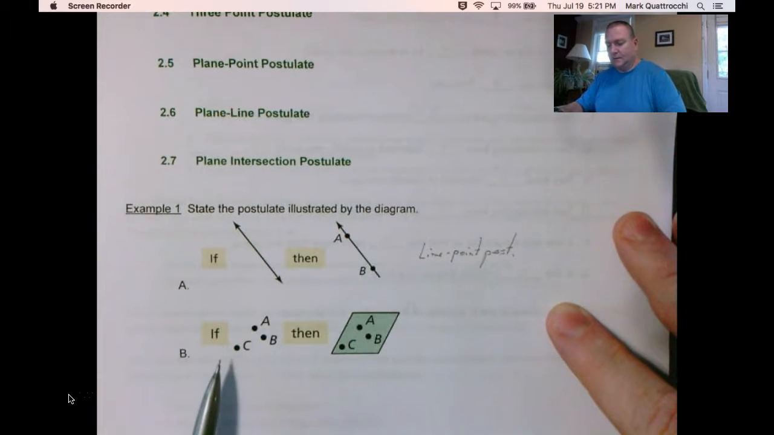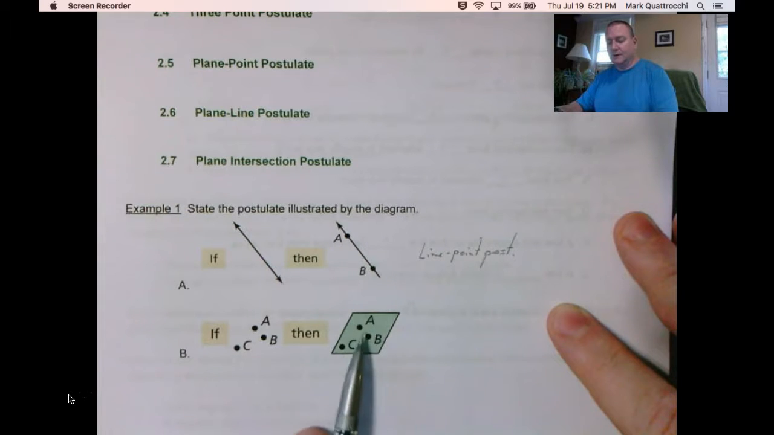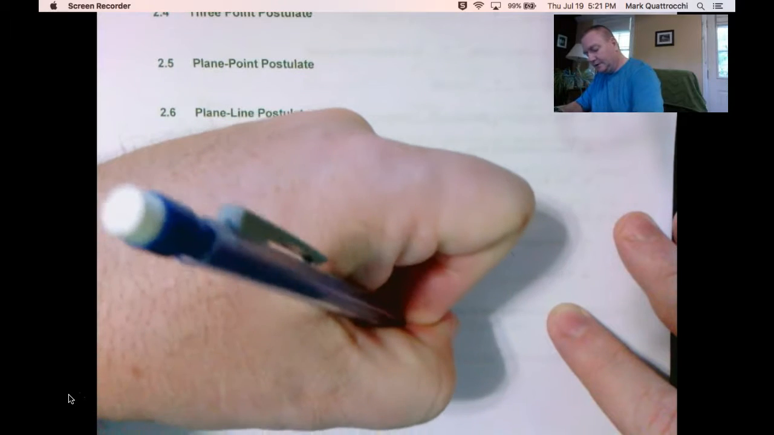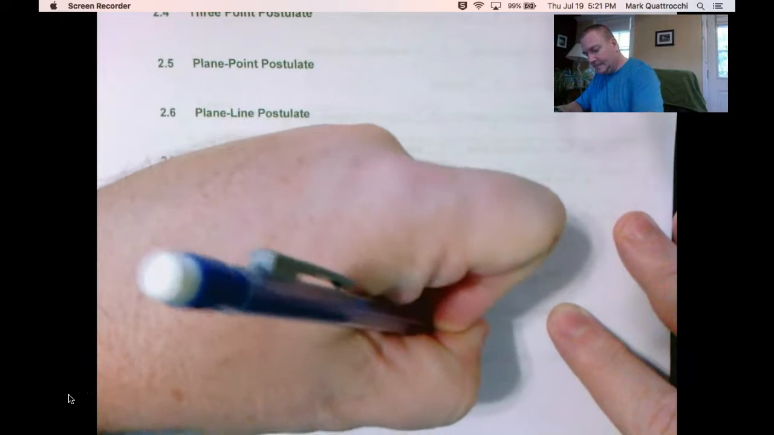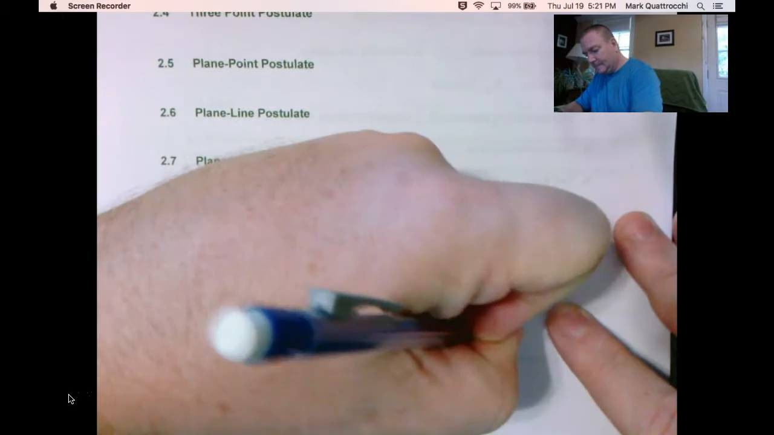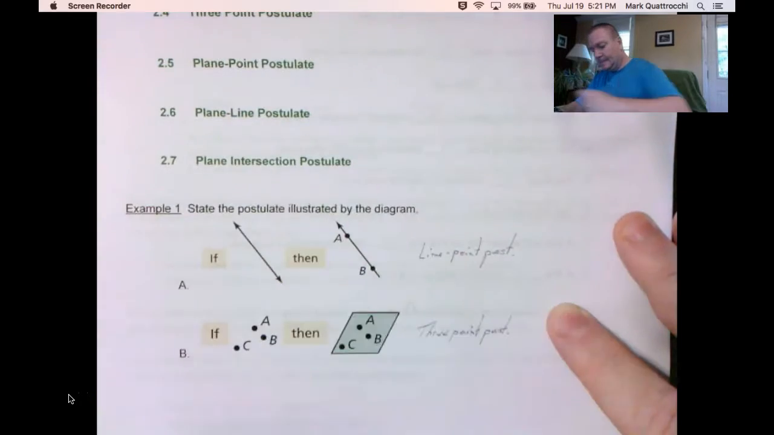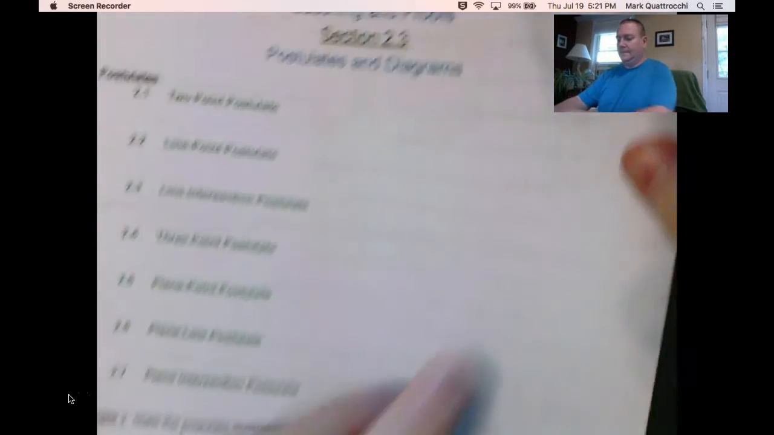Okay, in the second one here, part B, if we have these 3 points, what do we notice about these points? These points are not lining up, making them non-collinear. So if we have 3 non-collinear points, then in this next picture we have these 3 non-collinear points in a plane. Well, that's the 3-point postulate.